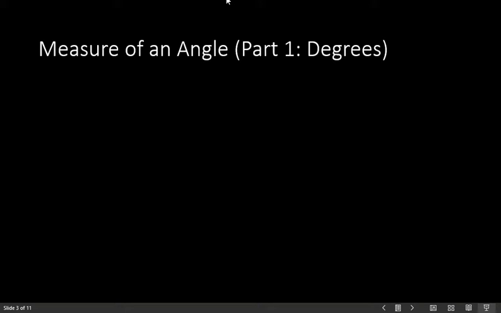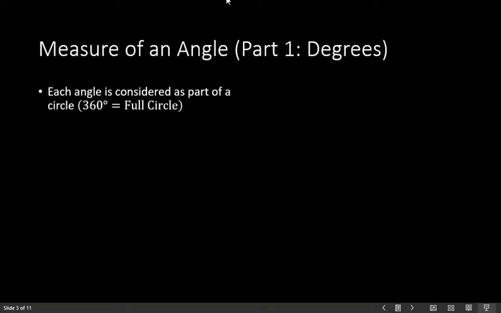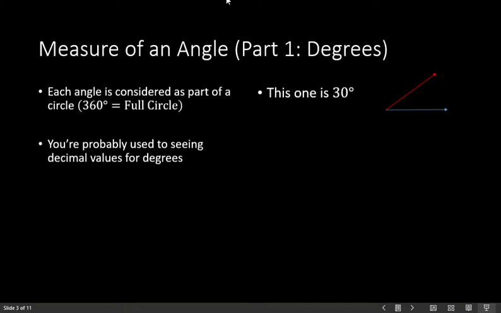So when we start learning about angles, way back when you were tiny little children, we did degrees. You're probably familiar with degrees mostly. So each angle is considered to be part of a circle. 360 degrees is a full circle, and then your angle gets a measure based on how much of the circle it represents. This one is 30 degrees, or at least it is, depending on how your video scales. It's 30 degrees on my screen.